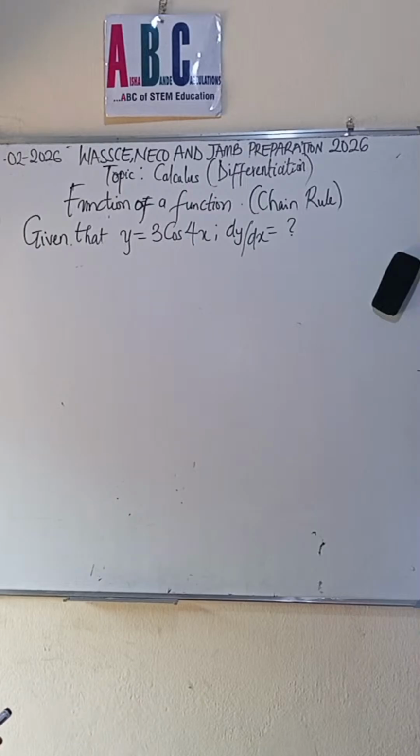Okay, so y is equal to 3 cos 4x. Let's find dy/dx. This is an objective question. Should I drop the options so there's no need? Okay, Mr. Amos has minus 12 sine 4x. Okay, thank you for your contribution. Thank you, Mr. Amos.